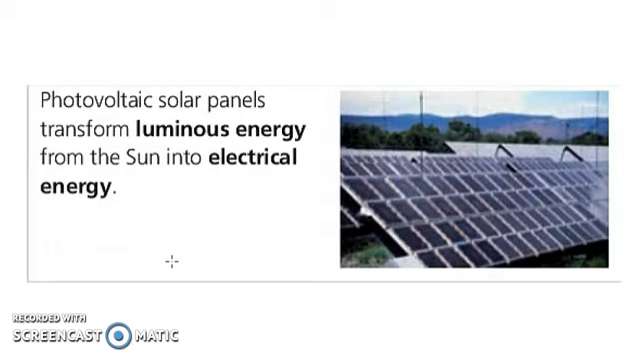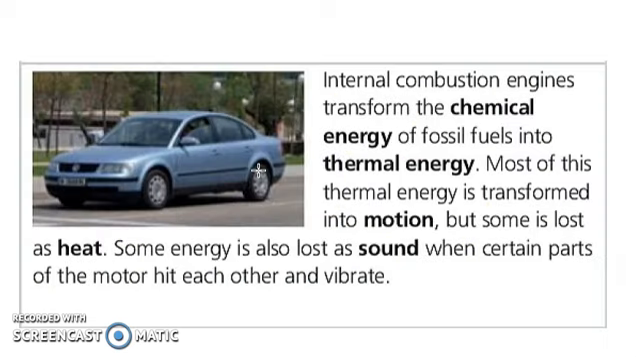For example, another type of transformation. Photovoltaic solar panels transform the light energy from the sun into electrical energy directly. In cars, internal combustion engines transform the chemical energy of fossil fuels into thermal energy. Most of this thermal energy is transformed into motion, but some of it is lost as heat. Some energy is also lost as sound, when certain parts of the motor hit each other and vibrate.